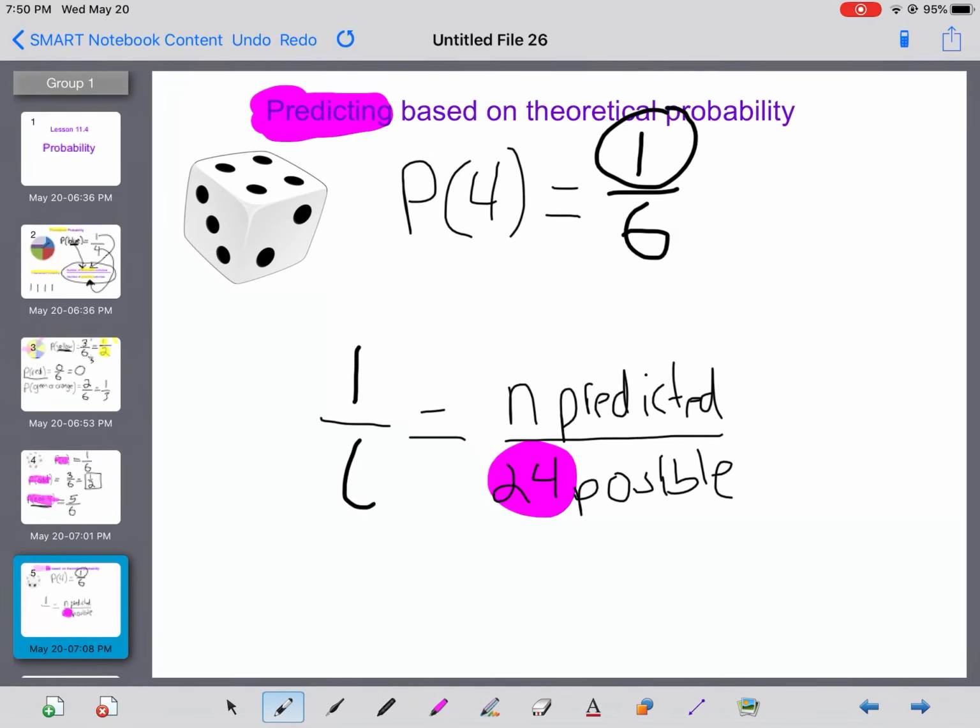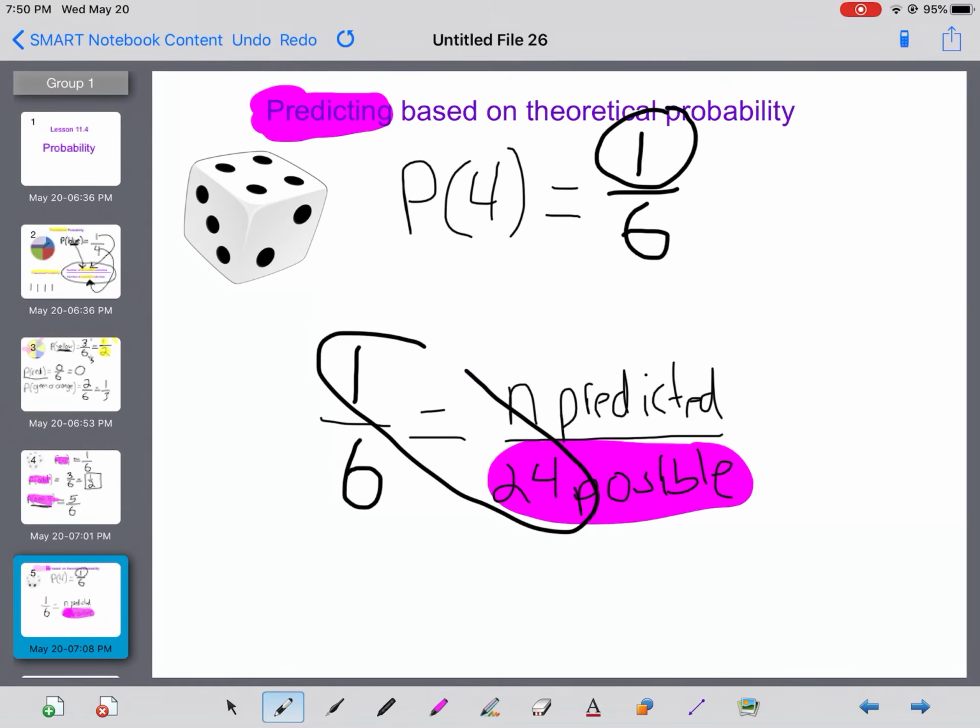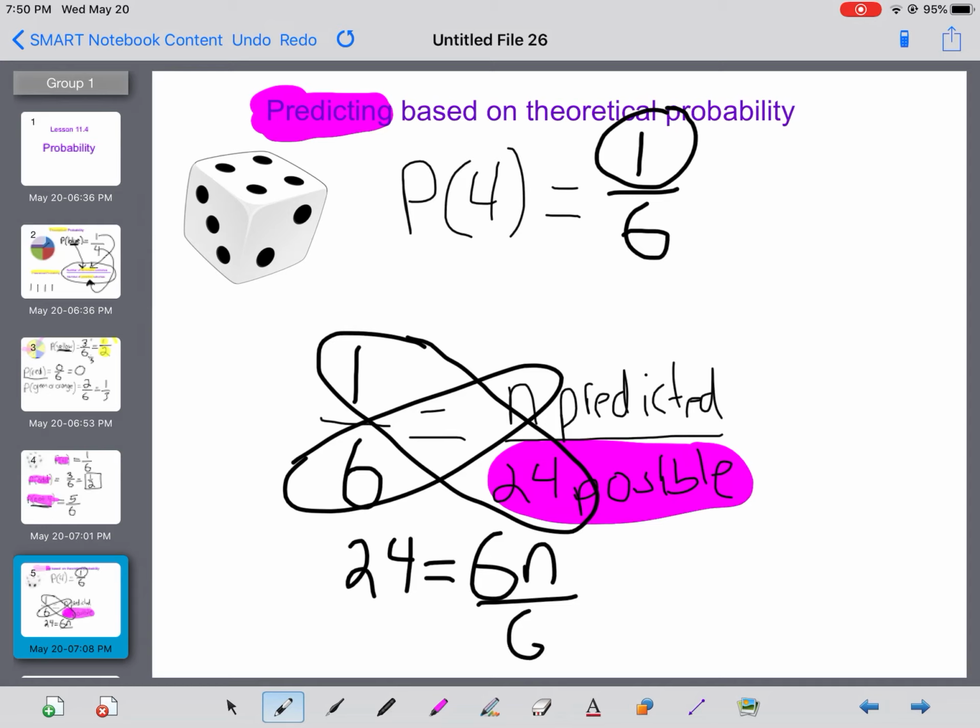So I know my probability of rolling a 4 is 1 out of 6. I know I'm going to roll my dice 24 times. So what I actually have done is set up a proportion. I can use cross products, and I can do 24 equals 6n. I want to get n by itself, so I divide by 6, and what you do to one side, you must do to the other. I'm running out of room, so let me write underneath. And I would get 4 equals n, because I did 24 divided by 6.